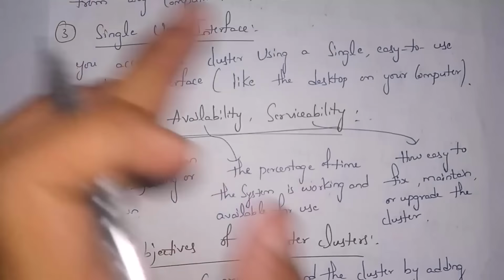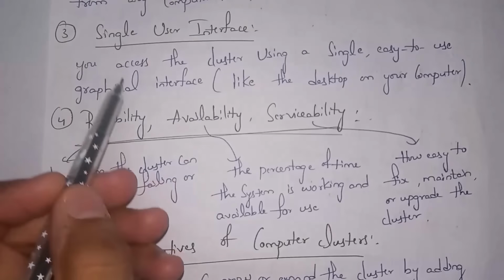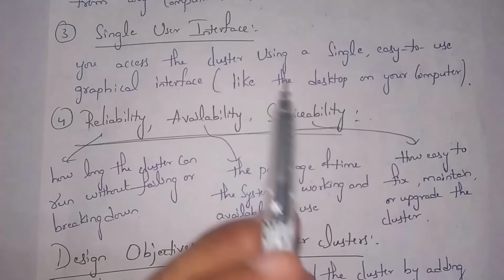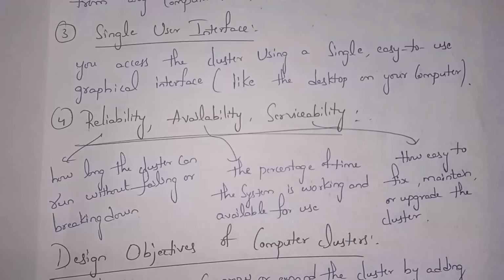And the third one is single user interface. You access the cluster using a single, easy to use graphical interface like the desktop of your computer. Guys, in cluster computing, each and every computer contains one separate software. So work done by each and every computer is seen in that software. So it is like a single user interface.